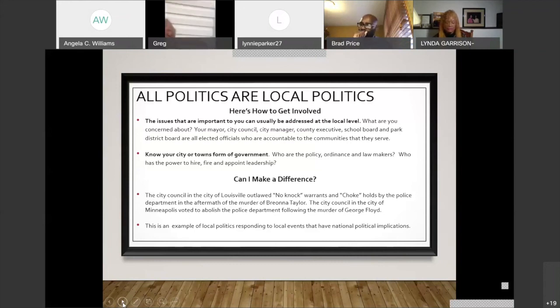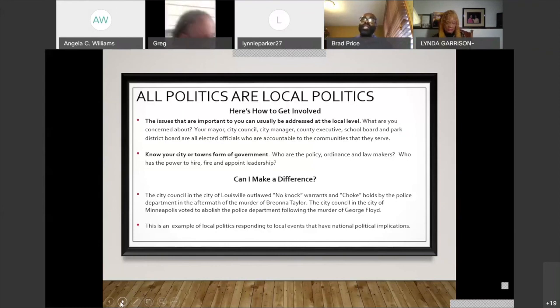All right. Just a real quick example of how local politics impact national politics. The city council in the city of Louisville outlawed no-knock warrants and chokeholds by the police department in the aftermath of the murder of Breonna Taylor. Huge. The city council in the city of Minneapolis voted to abolish the police department following the murder of George Floyd. So these are some examples of local politics responding to local events that have national implications. So your city council, they matter.